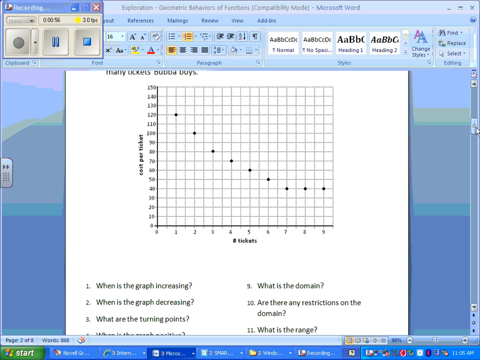This question number 1, when is that graph increasing? It's decreasing. So it's never increasing. So the answer to number 1 is it's never increasing. Go ahead and write that down. It's never increasing. All right. When is it decreasing? Always. It's always decreasing.